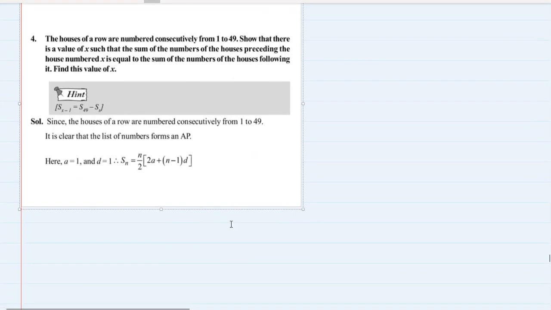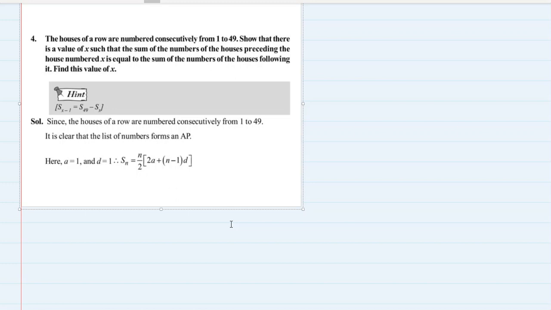The houses of a row are numbered consecutively from 1 to 49. Show that there is a value x such that the sum of the numbers of houses preceding the house number x is equal to the sum of the numbers of the houses following it. Find the value of x. So here some hint is also given.